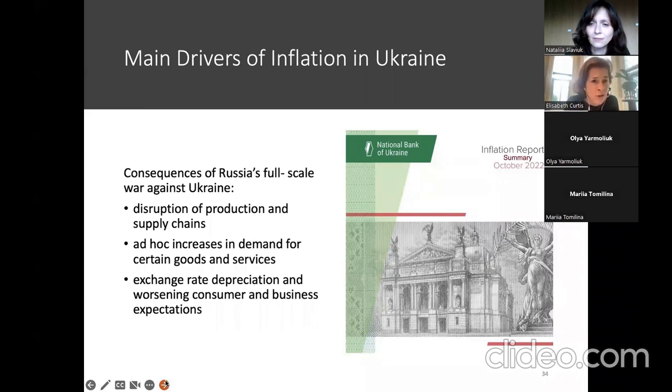We don't need so many candles. We don't need so many battery-powered anything. We don't need so many generators. This is disrupting not only the supply side, but it's disrupting demand as well, because now the requirements that people have as you're working to get through the blackouts and the time periods without electricity and water are very different. And in some ways, hard to predict. And ideally not something to get used to, right? For sure. But of course, that's what it means by ad hoc increases in demand for certain goods and services. And exchange rate depreciation, and of course, worsening of consumer and business expectations.